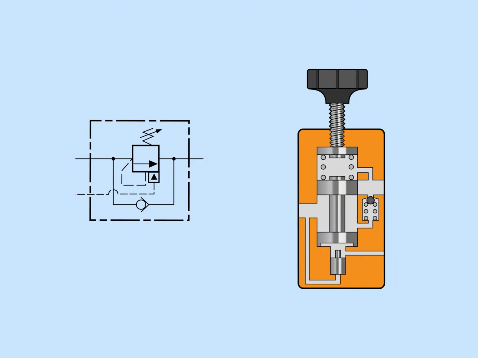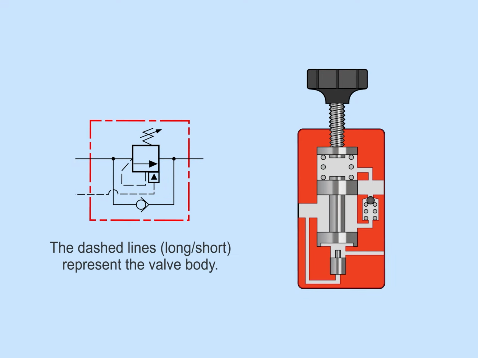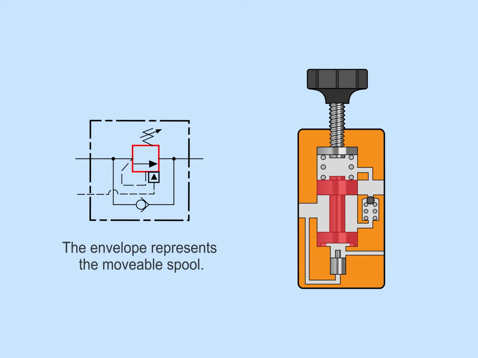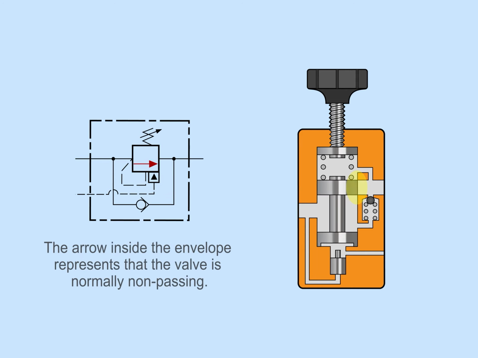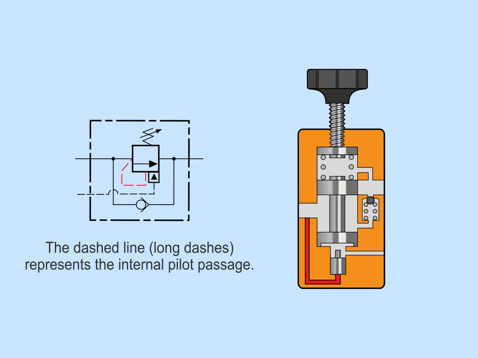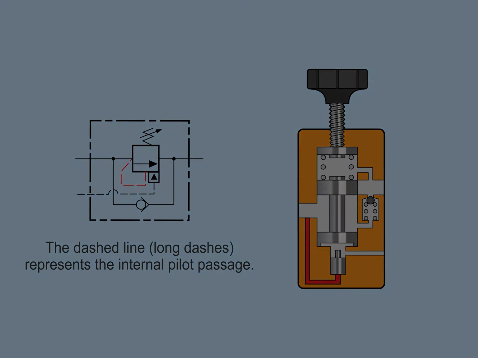Let's study the symbol for the valve. The dash line will always represent the valve's body. The square or envelope will always represent the moving part inside the valve. If the arrow is offset from the line going through the valve, it's a normally non-passing valve.